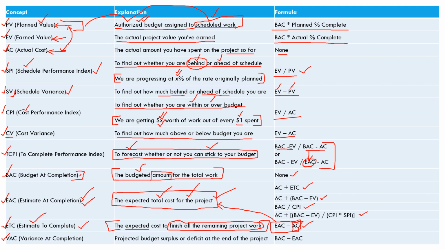Then you've got VAC, which is variance at completion. What is the difference when you complete your project, right? So the projected budget surplus or deficit. It could be plus or minus at the end of the project. And that is when you use BAC minus EAC, the total budget at completion minus the estimate at completion, right? The budgeted amount minus the total cost of the project. And that is where you will find the variance at completion. If it is plus, great job, nothing like it. If it is minus, well, unfortunately, that's the case with most of the projects.